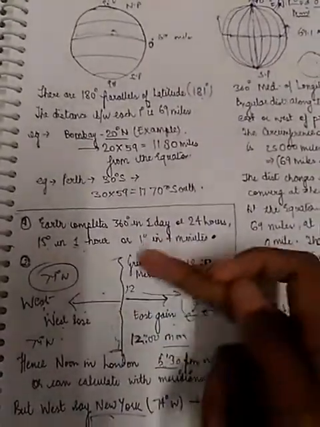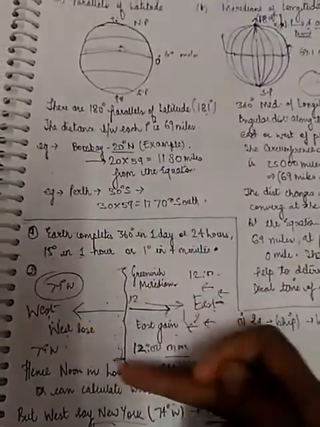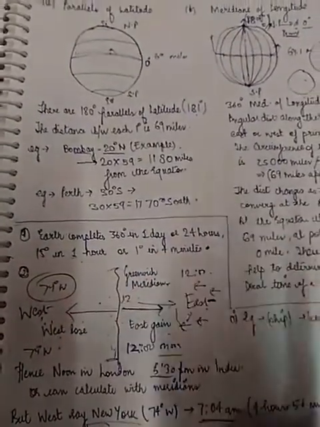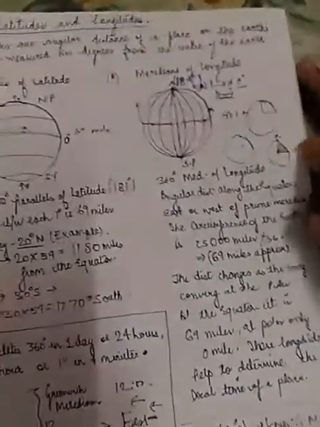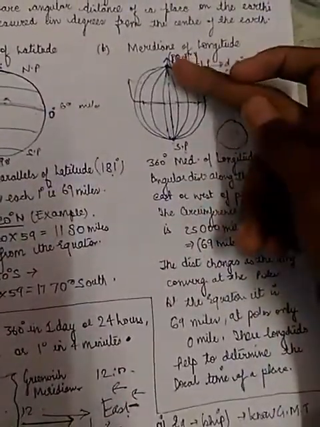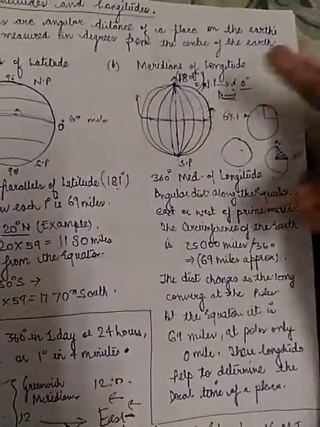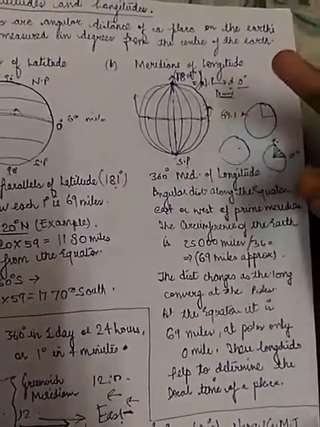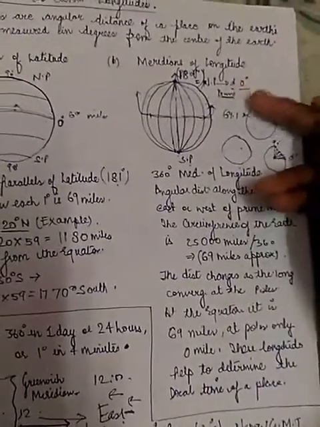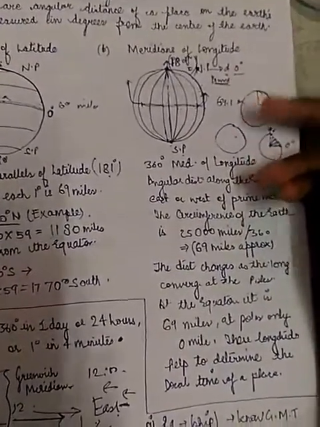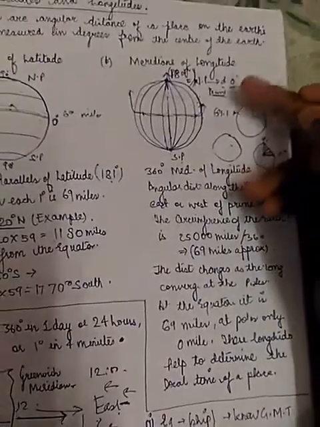I'll show you how. See, suppose this is how I'm trying to show Earth. But before that, let me tell you the important meridians of longitude. We have one meridian of longitude that is called the prime meridian, and another important one that we call the international date line, that is the 180-degree east-west meridian. It is the same meridian, 180-degree east-west.